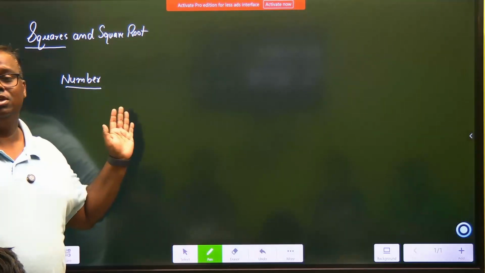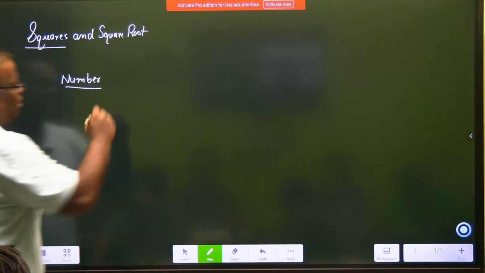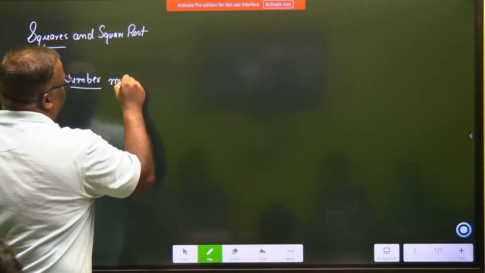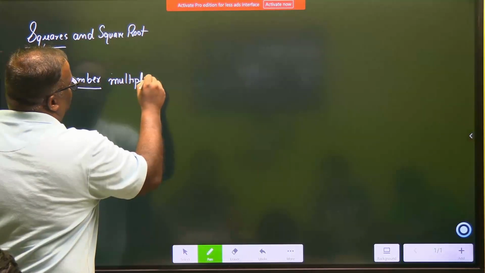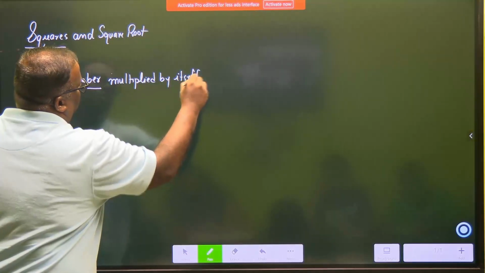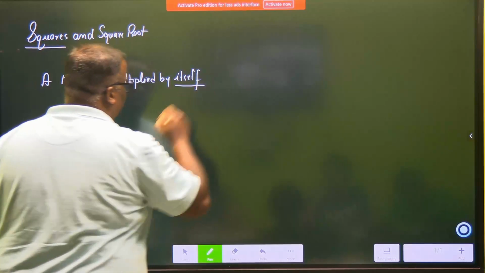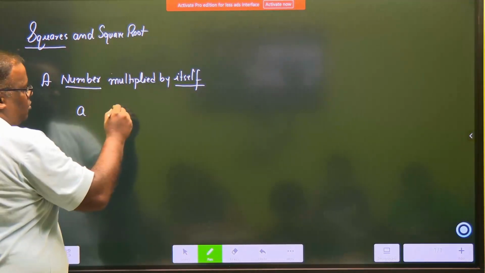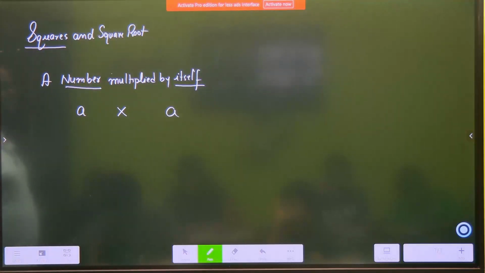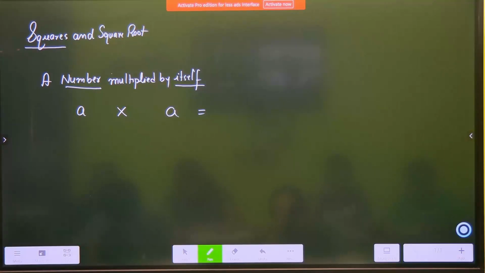Okay, any number, right? Any number when multiplied by itself, a number multiplied by itself. Okay, and this is very important, by itself. So if I have a number a, it means multiplied by itself. We will multiply with a only, and in such a case, you know a little bit about laws of exponents, something you have learned.